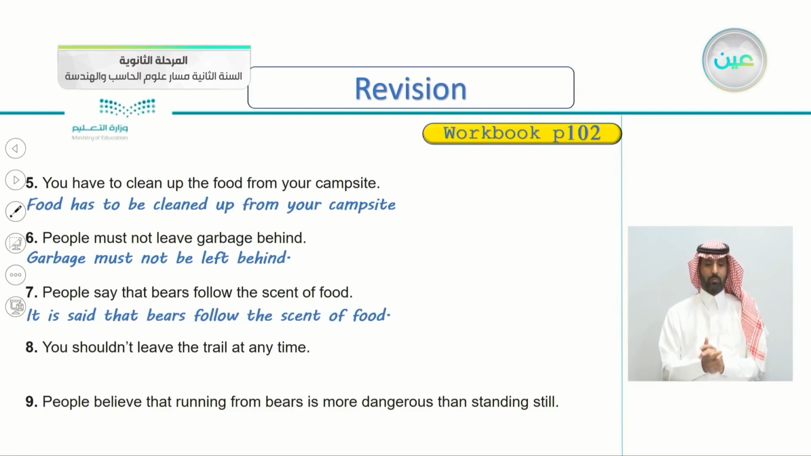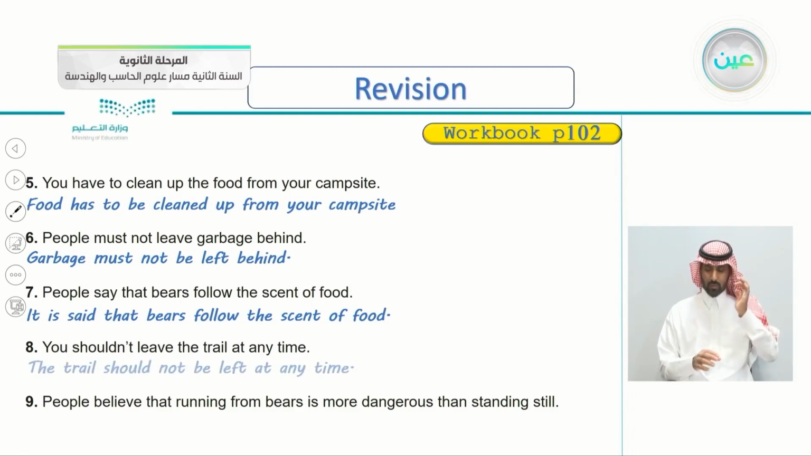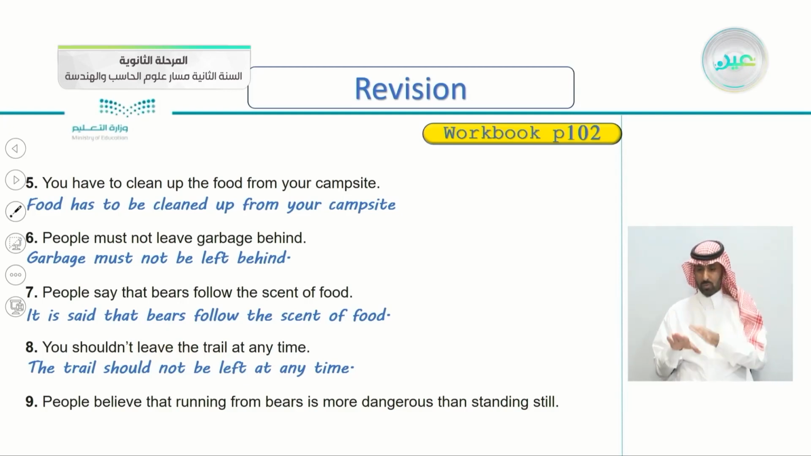Very good. Number 8, you shouldn't leave the trail at any time. You shouldn't leave the trail at any time. So, again, you shouldn't leave the trail at any time. Begin with the object. So, let's see the answer here. So, very good. The object is the trail. The trail should not be left. Leave here, change to left at any time. The trail should not be left at any time.